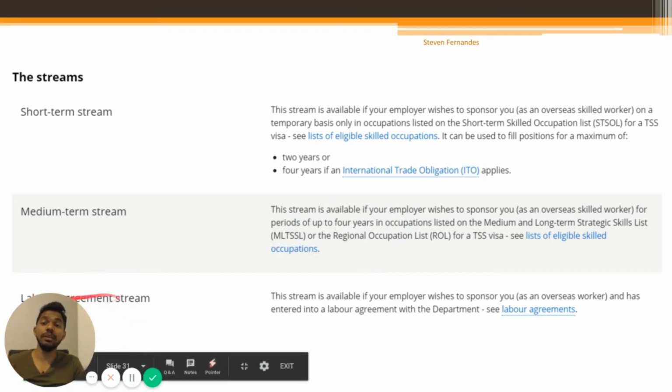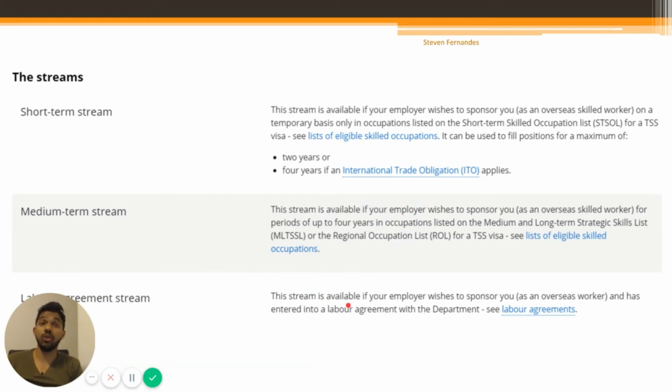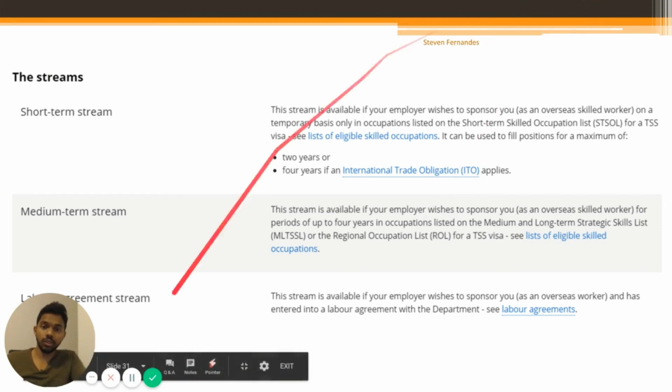And you also have the labor agreement stream, which covers certain industries such as the dairy and meat industries. Currently, those industries have certain agreements with the government that there's a genuine skill shortage, and certain companies have an agreement where they can hire people for an extended duration for those roles. Okay, and this would apply to a very small number of people, I would imagine.